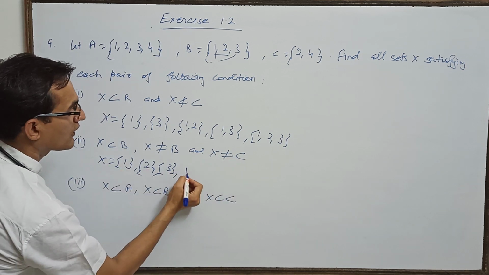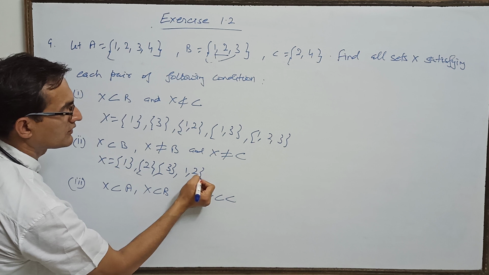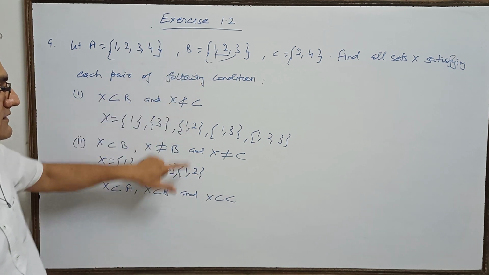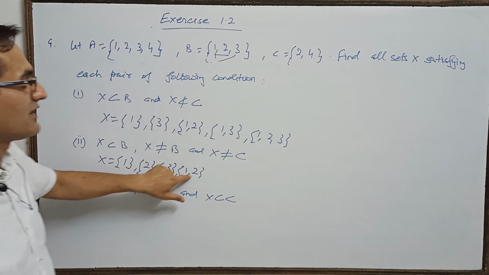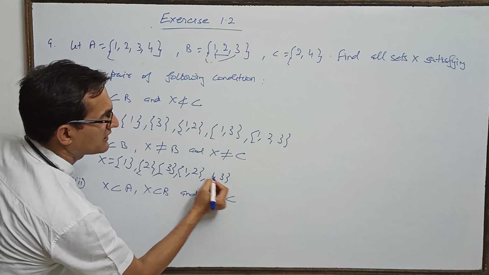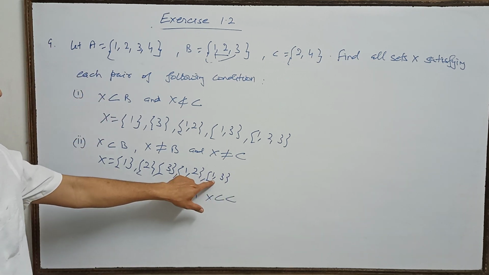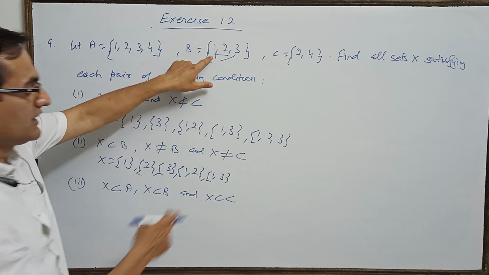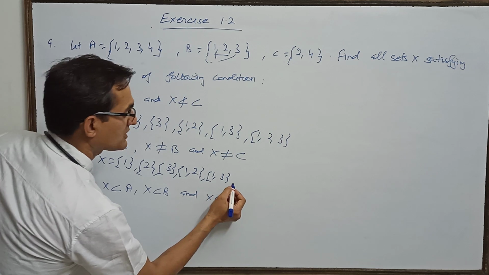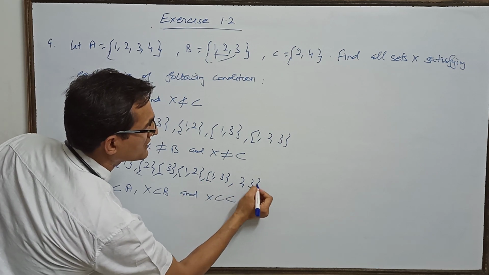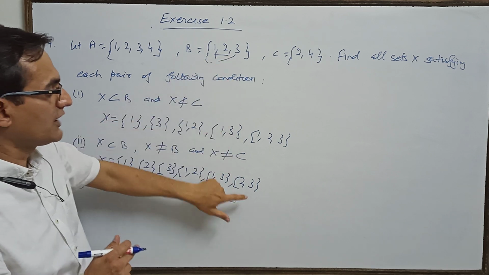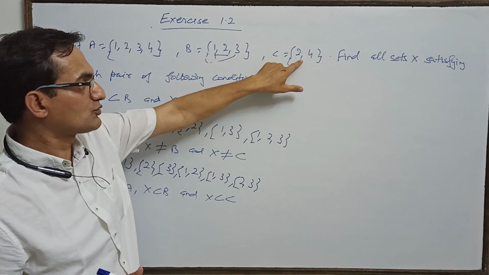Next, 1 comma 2. This is a subset of B, not equal to B, and also not equal to C. Next is 1 comma 3. It is a subset of B and not equal to B, and also not equal to C. Next comes 2 comma 3. This is not equal to B and also not equal to C.